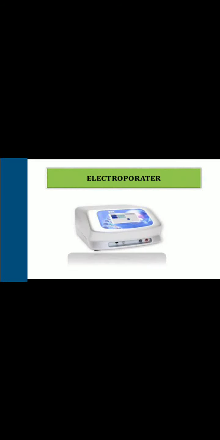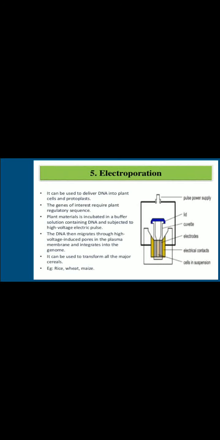This is an electroporator. It just looks simple, like your PCR machine. The electroporator which is used, as you are seeing in the diagram, has a power supply, then a cuvette, then an electrode, and the cells which are used for the transformation purpose.